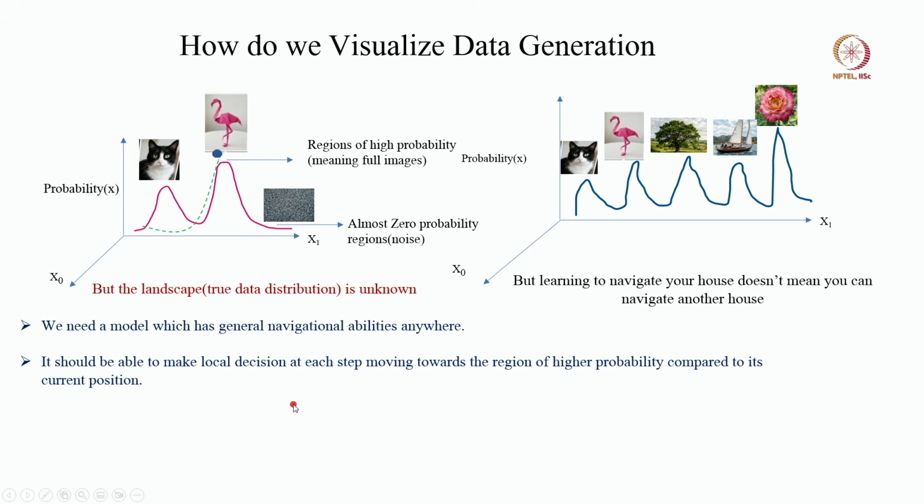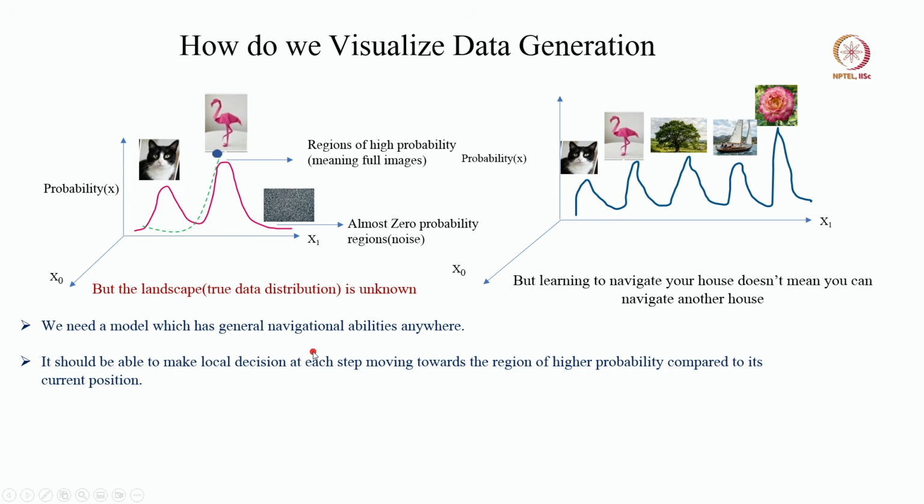We need a model which can generalize, which has the ability to navigate in general. Okay. It can navigate anywhere. When I say navigate anywhere, it means it can start from any place and then navigate in a correct direction, so that it reaches the top of the hill, or a high probability region, which corresponds to realistic data. Okay.